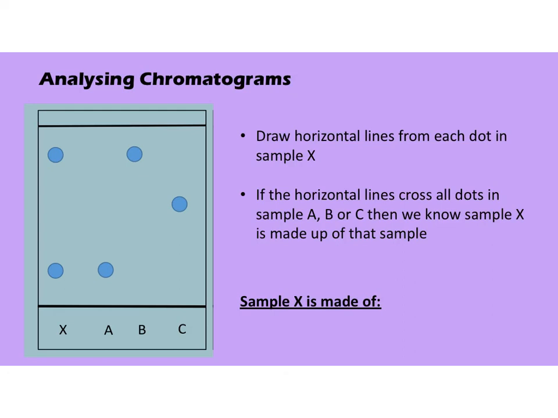So if we do that now, we draw a horizontal line from each dot in sample X. Sample X has 2 dots, so we go horizontal line from there and a horizontal line from there. So we can see that all the dots in sample A are crossed with the line by here, and all the dots in sample B are crossed with a line, which is there. But the dot from sample C isn't crossed with a line, so we know that sample C is not part of sample X. But we do know that because the horizontal line crosses A and B, that sample X must be made up of A and B.